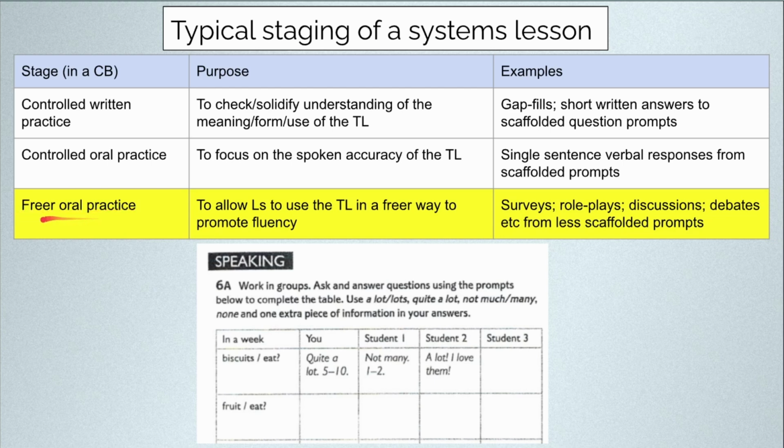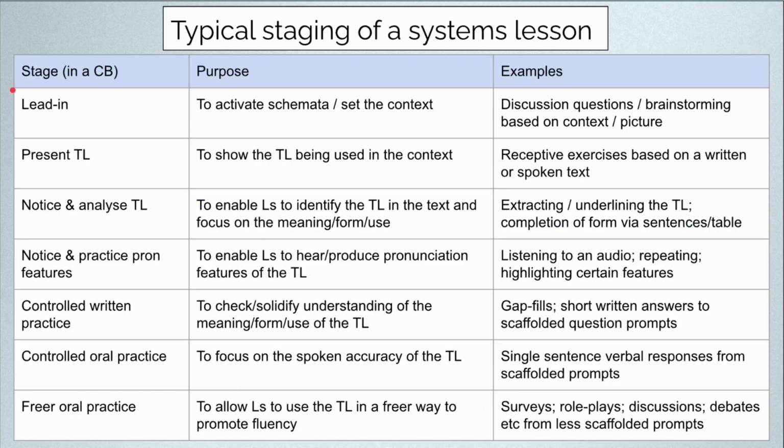which contrasts with freer oral practice, where we are now allowing the learners to use the target language in a freer way to promote fluency. Various different activities here, and they typically come from less scaffolded prompts. The example here is a survey. So those are the 7 main coursebook stages you're likely to see.